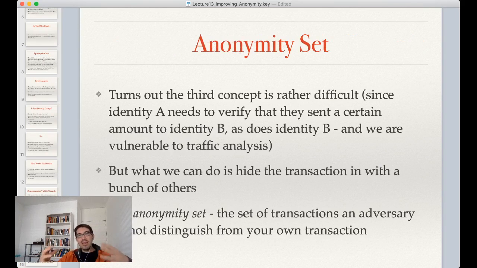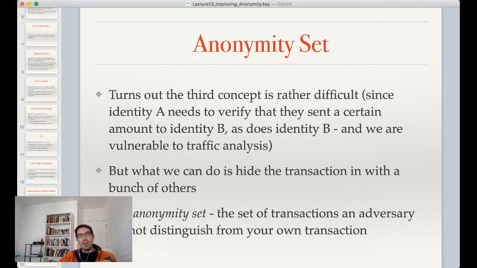is just hide the transaction in with a bunch of others. So we are going to need to say that A is sending something and B is receiving it, but if there's 100 A's and 100 B's, well, we don't know where exactly it's going. Okay, so we know A is sending something, we know B is receiving something, but we don't know if B is receiving it from R or X or Z, and we don't know if A is sending it to Q or L or J. Okay?